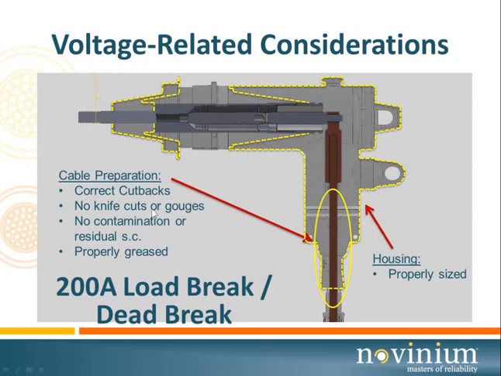Unfortunately, going back to cable preparation, if there was a knife cut on the insulation and the splicer sanded the knife cut out, did he reduce the diameter of the insulation? If he did, you have to take that into account.